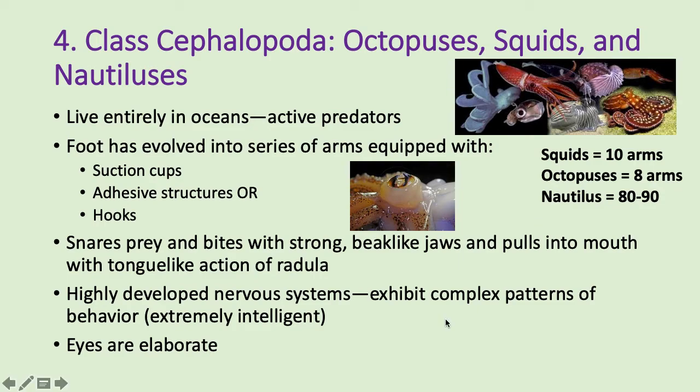So I think the movie is Finding Dory, where they have, I don't know if he's a squid or an octopus, but yeah, pretty closely related to the real thing. Make sure you guys know that squids have 10 arms, octopuses have 8 arms, and a nautilus is between 80 and 90.